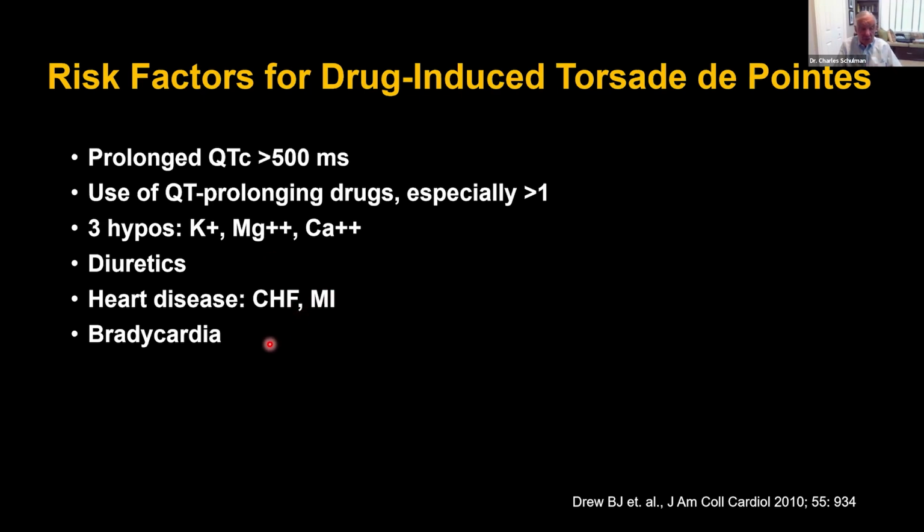The QT interval is inversely proportional to the heart rate. The faster the heart rate, the shorter the QT. The slower the heart rate, the longer the QT. So if you have torsade with a long QT, increasing the heart rate will help.